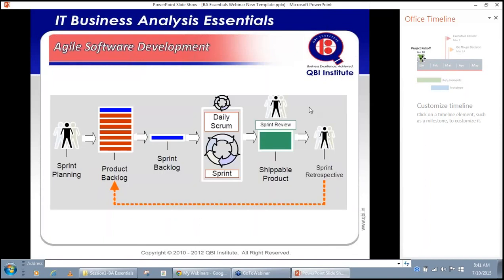One of the examples of the iterative model is agile software development. Agile software development is very popular these days. It has its own set of rules, or what we call agile philosophy and agile manifesto. So what you see here is basically a Scrum project in which we do sprint planning, product backlog, daily Scrum, sprint review, sprint retrospective, etc.